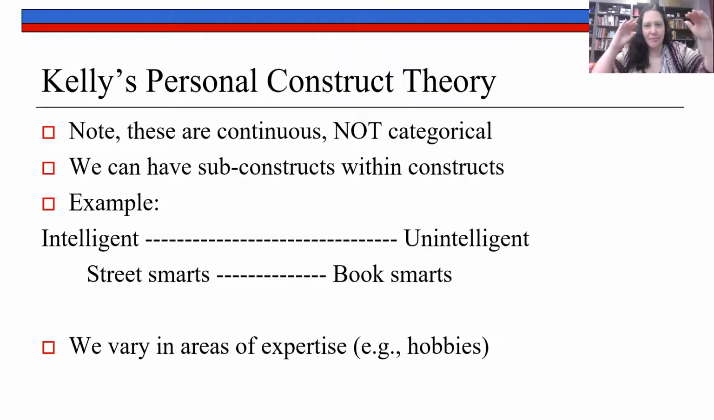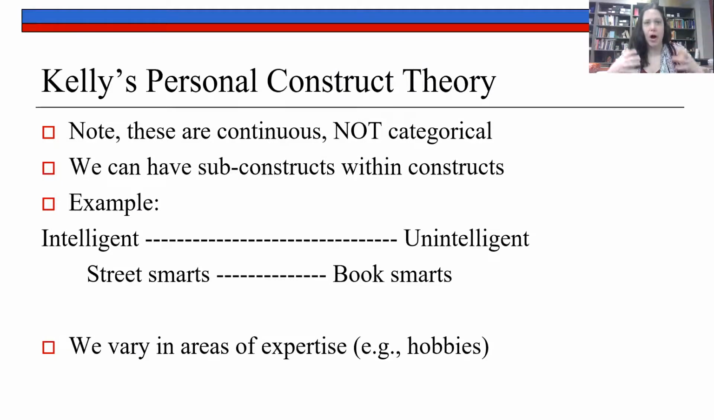And he says that they can be layered. They can have sort of global constructs and then more specific constructs. So we might say intelligent versus unintelligent, and then street smarts versus book smarts. And that different people vary in how complicated their construct system is. So you probably have a certain area of your life that you are particularly interested in or you have experience in, that you have more complicated constructs, right?